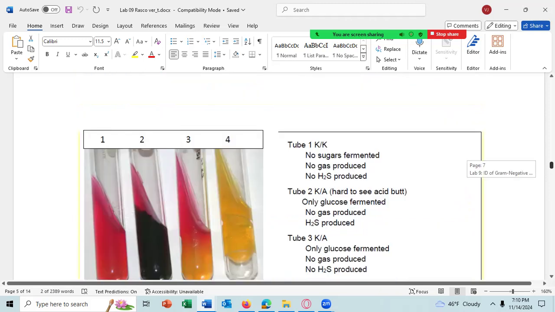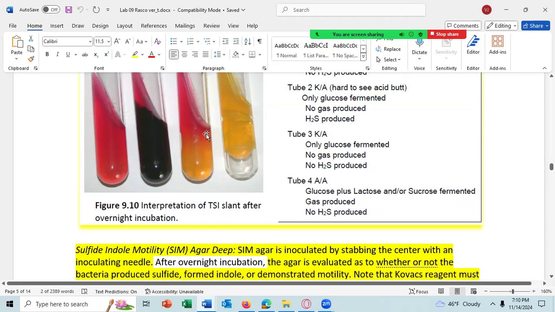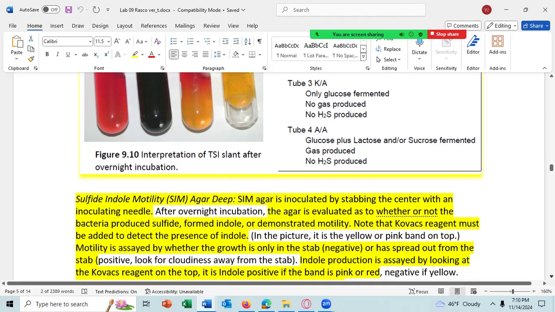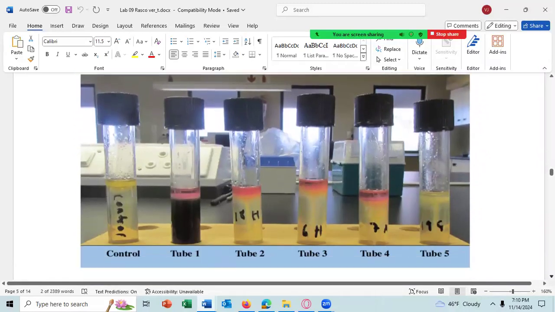In triple sugar iron, what are we testing here? Is it glucose versus glucose and one other sugar. We're looking at the production of gas. We're looking at the production of hydrogen sulfide. And then we're looking at the growth here and here. So it's 3 or 4 different tests happening in the TSI tube. SIM has 3 tests.